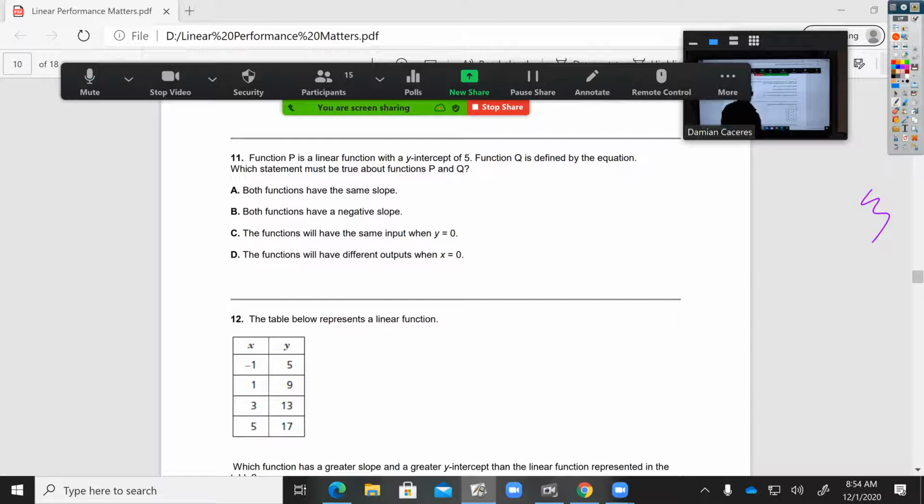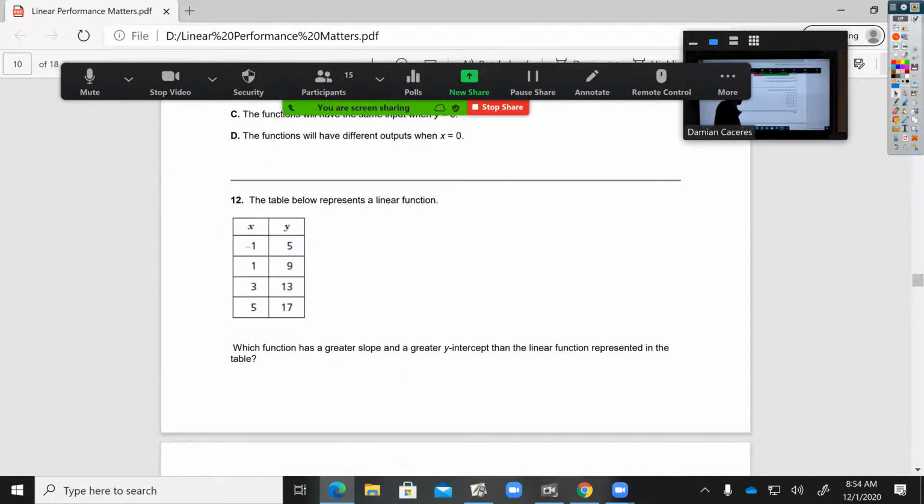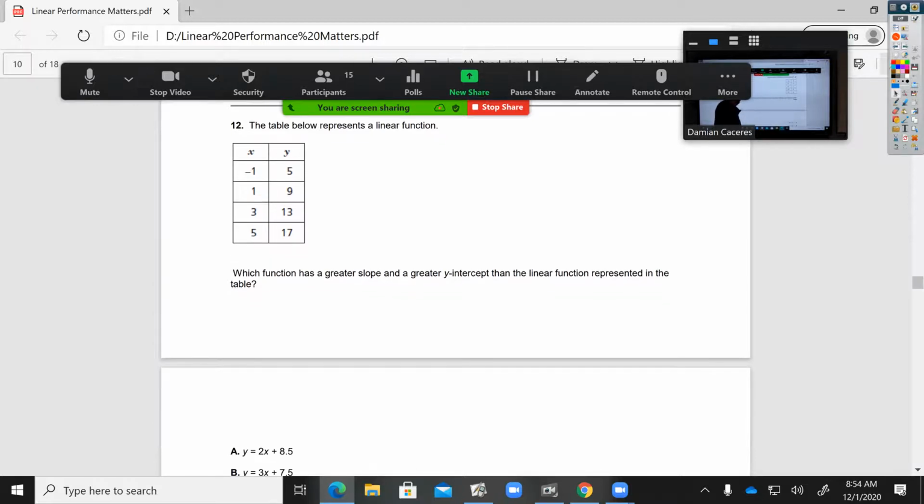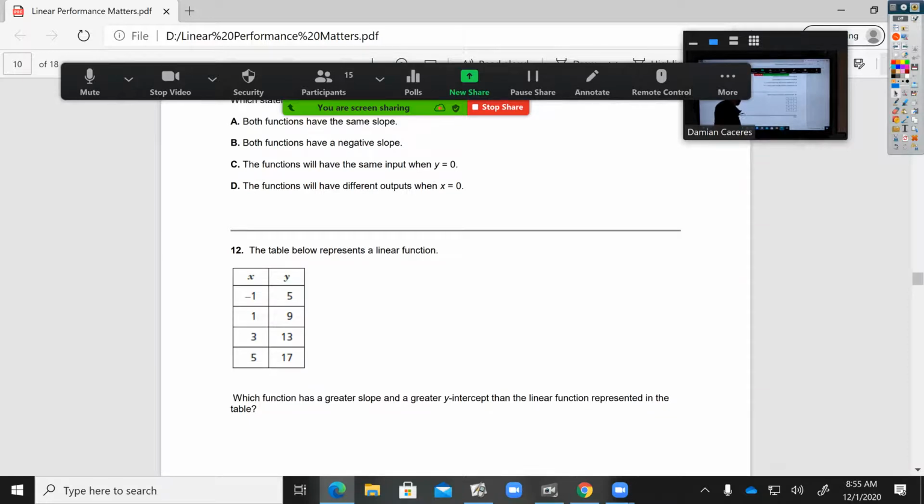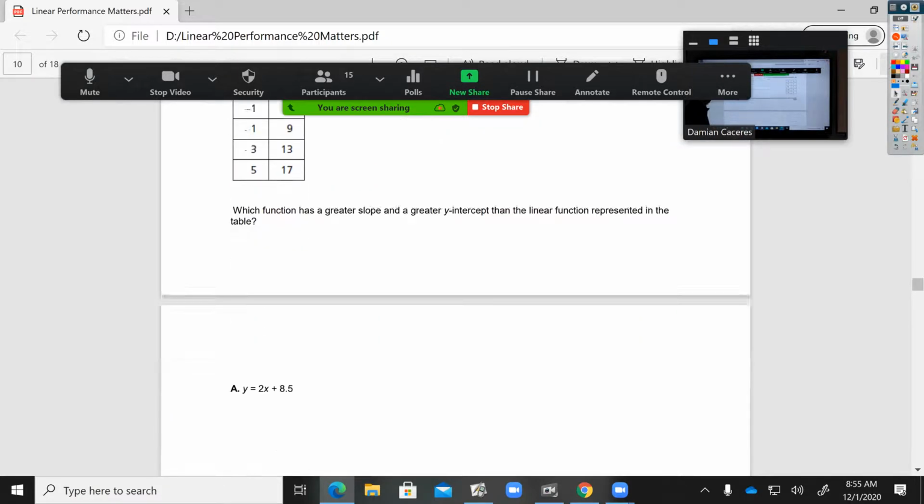I can't see the equation here, so we're going to have to skip this question. I'm missing one of the tables here too. So let's skip number 12.